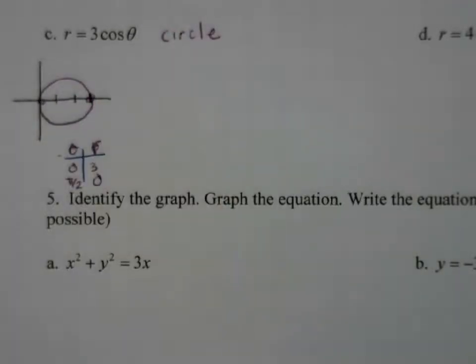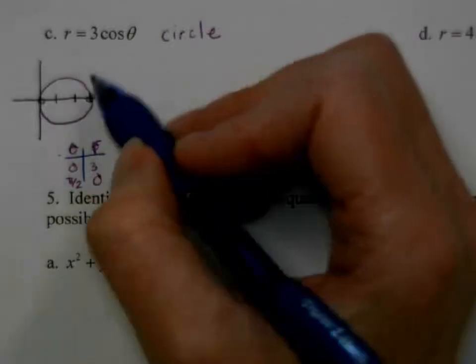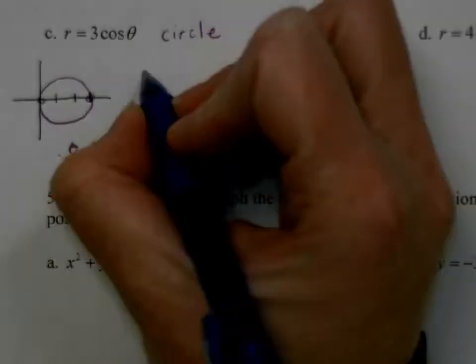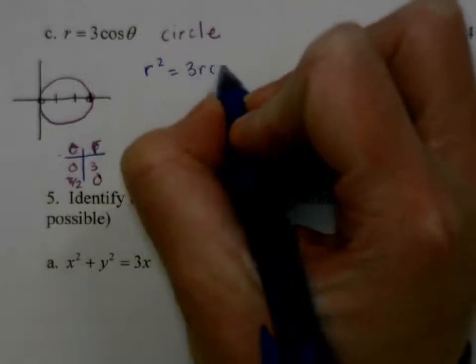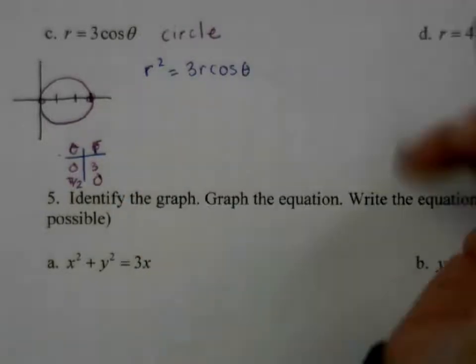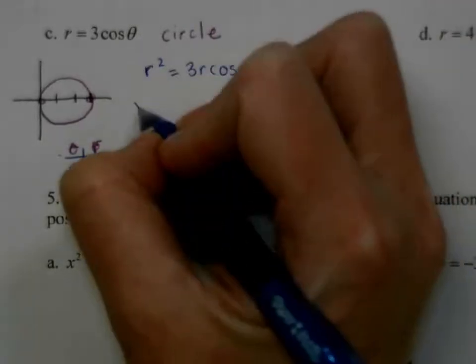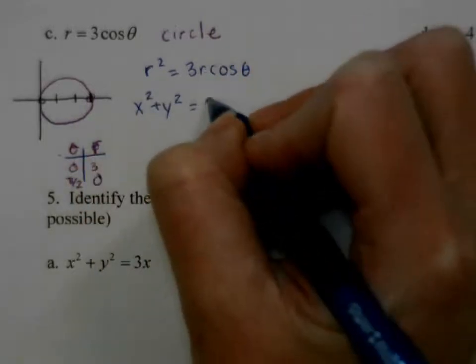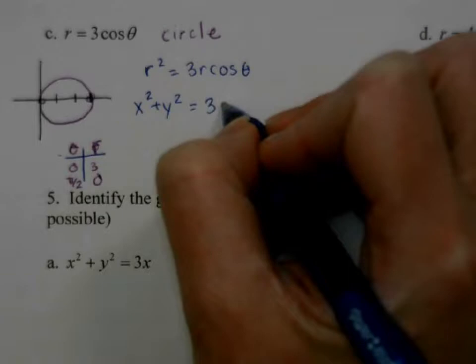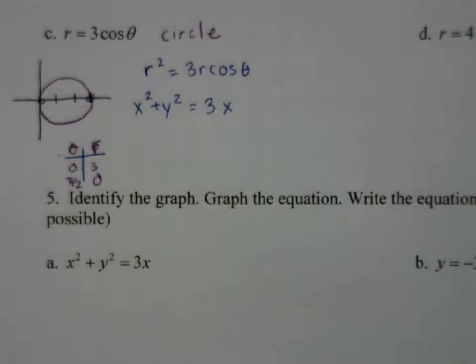For the equation, I'm going to multiply both sides of this by r to get r squared equals 3r cosine theta, because then I can replace the r squared with x squared plus y squared, and I can replace the r cosine theta with x. And you can leave it like this. The alternative is to move it over and complete the square to get the formula for the circle.